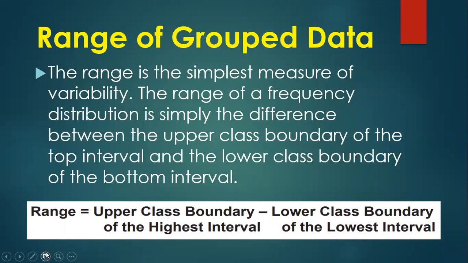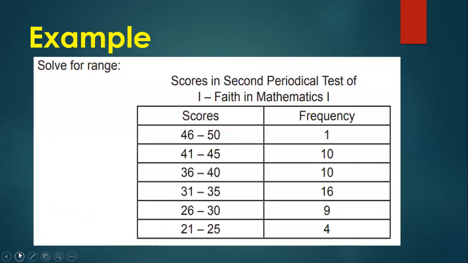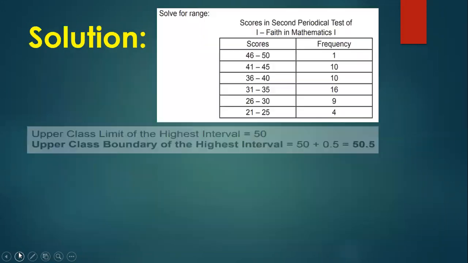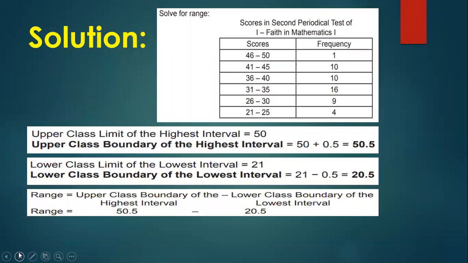And the other method, the simplest one, you get the upper class limit minus the lower class limit, then plus 1, right? So this is the example for range, the scores in the second periodical test in mathematics 1. So this is the procedure.